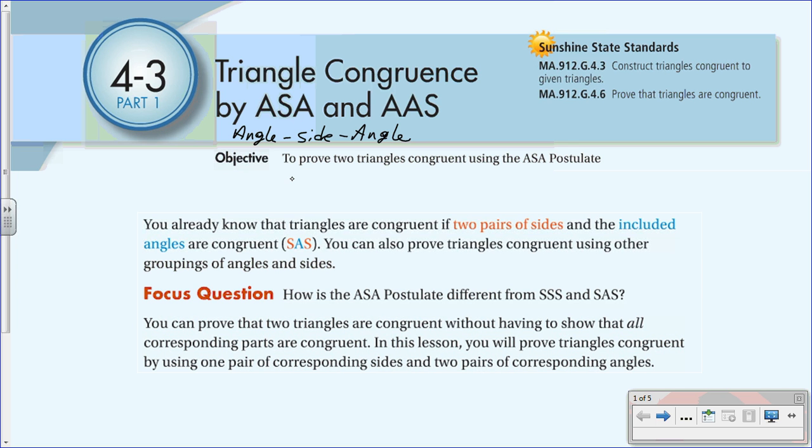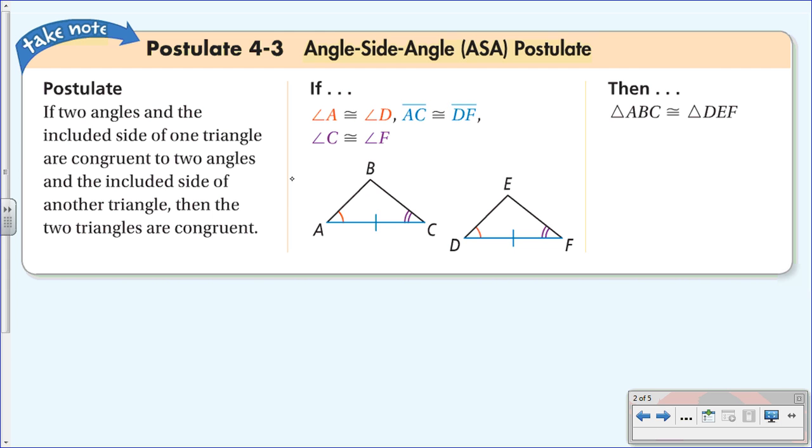Alright, so it says you can prove two triangles are congruent without having to show that all corresponding parts are congruent. In this lesson, you will prove triangles congruent by using one pair of corresponding sides and two pairs of corresponding angles. Again, there's really no new vocab for this, but I do want you to write down the angle, side, angle, or ASA postulate. Write this down in your notes. Treat this like a vocab word. You need to know what it is and know how to use it.